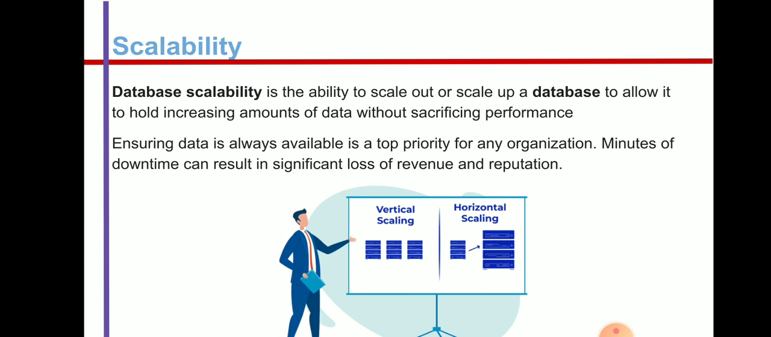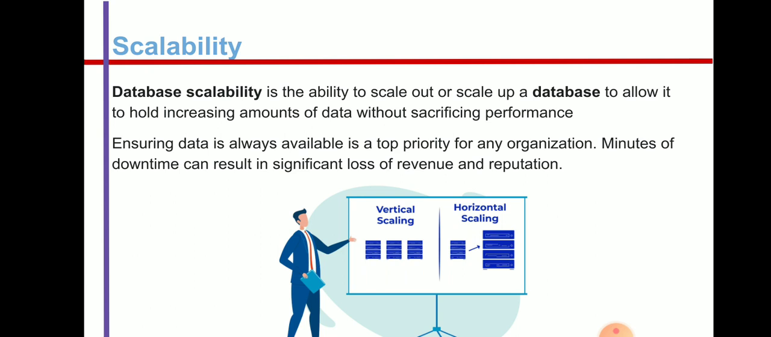We should also take care that ensuring data is always available is the top priority for any organization, and minutes of downtime can result in significant loss of revenue or reputation, as you would have experienced on 20 August 2020. Some of the features of Google, like Gmail, Drive and Docs, were down for 6 hours, and many people suffered because of it. So if any website or application goes down, it's bad for their reputation.